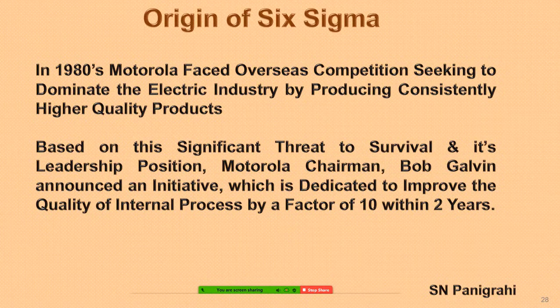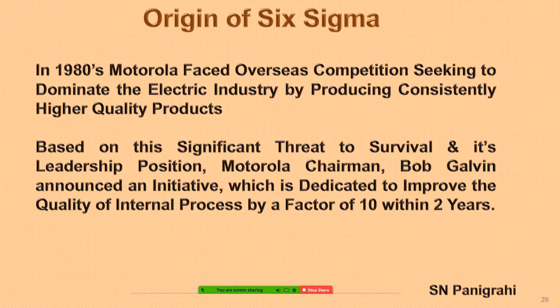As I told you, Six Sigma was developed in the 1980s by Motorola, and in the 1980s they were faced with a very difficult situation regarding their survival, because Japanese companies had emerged as leaders, and in the tough competition they found it very difficult to survive.